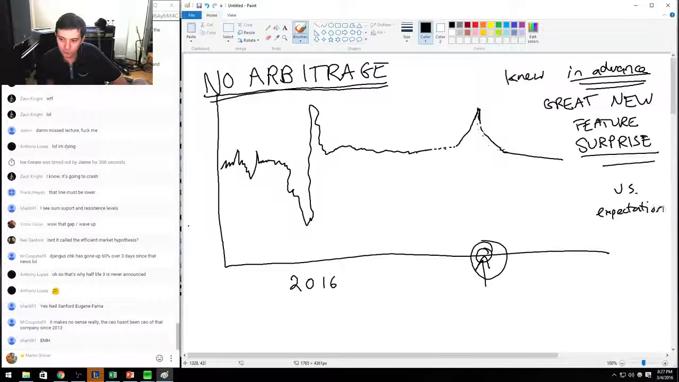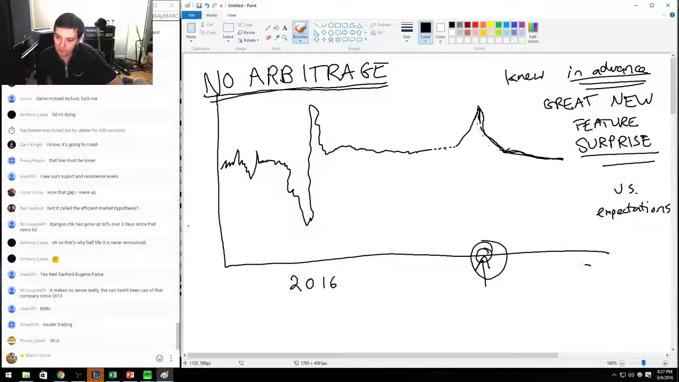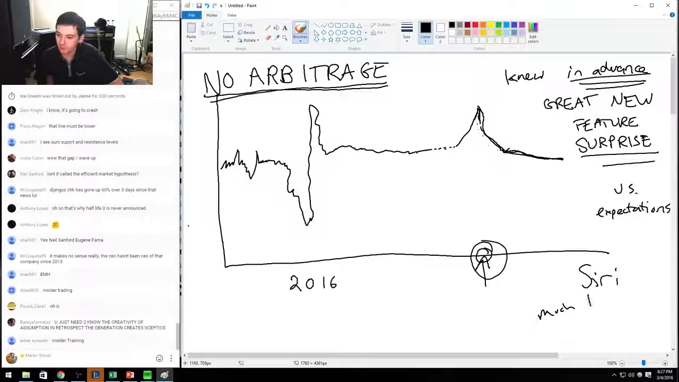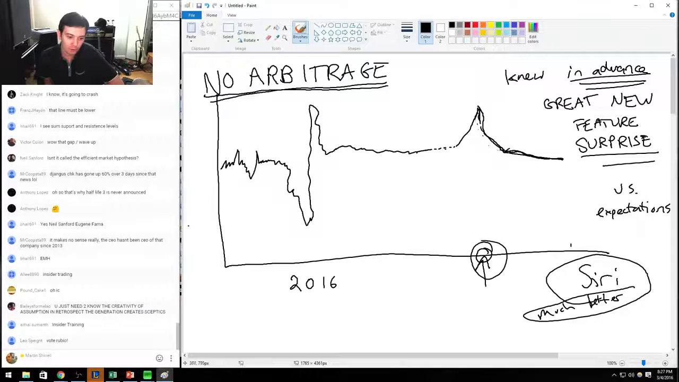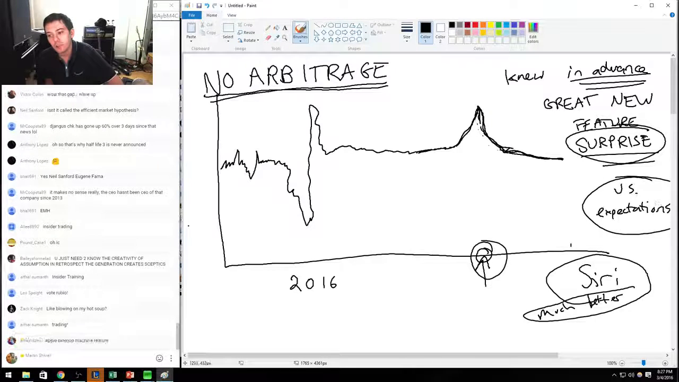If you knew that the iPhone had some amazing feature, like they finally figured out how to make Siri much better, and you knew in advance, because Tim Cook called you and told you, Siri is going to be perfect. It's so smart, you're going to be amazed. We really worked on it, and it's top secret. Well, then you knew that there was going to be a surprise versus the expectations. And then you could buy it and make a lot of money.